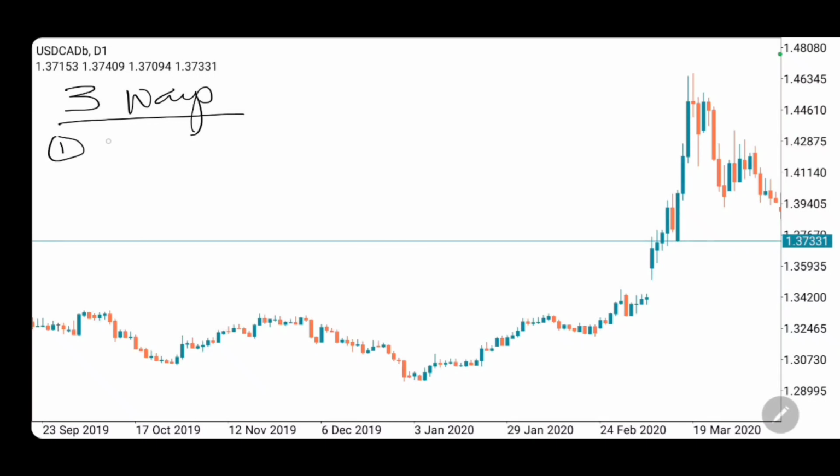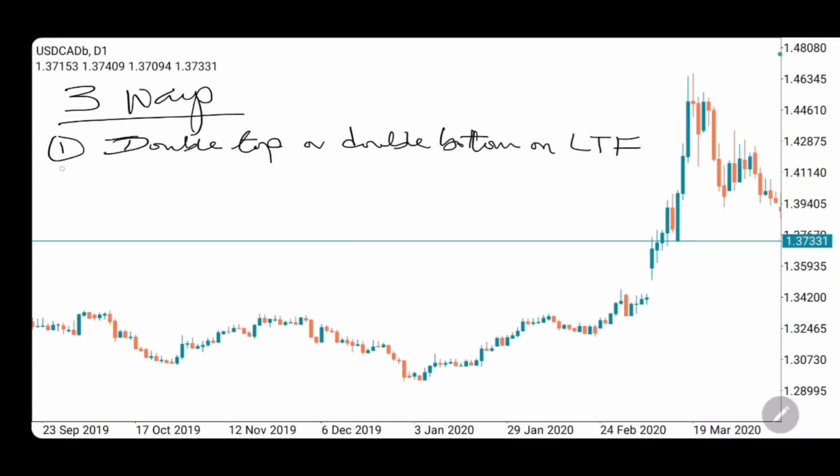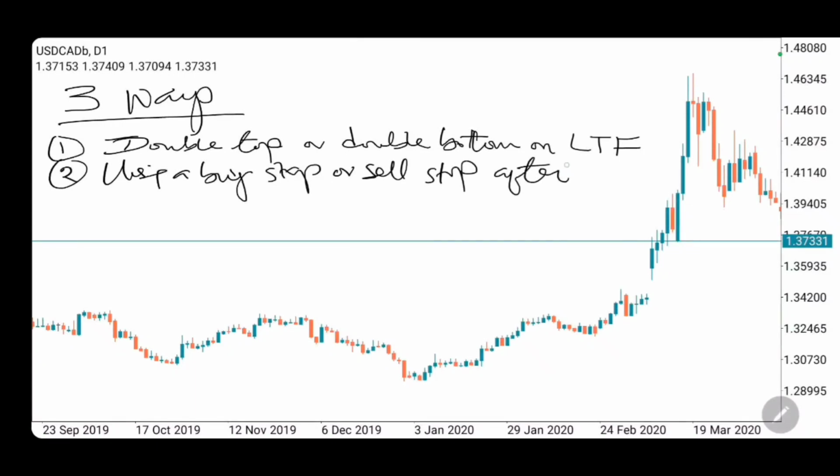is trading it as a double top or double bottom on a lower time frame. The second one is using a buy stop or sell stop after a breakout.